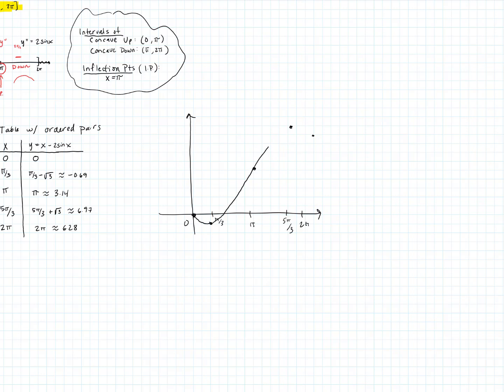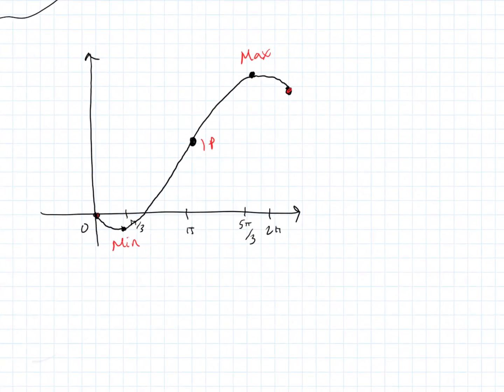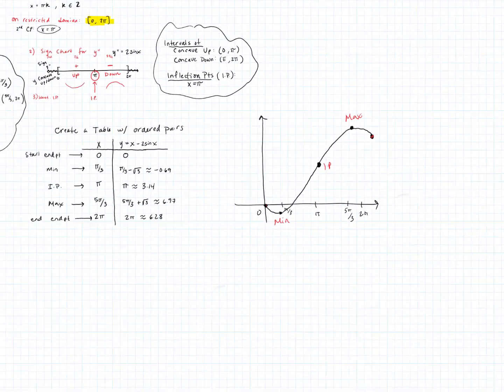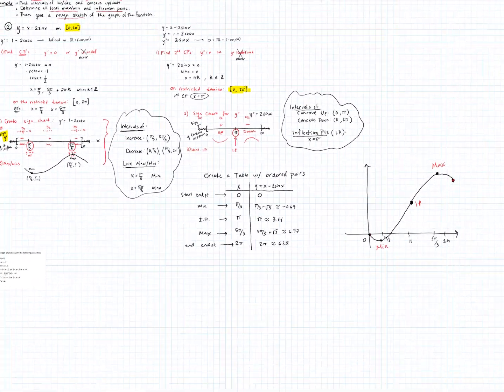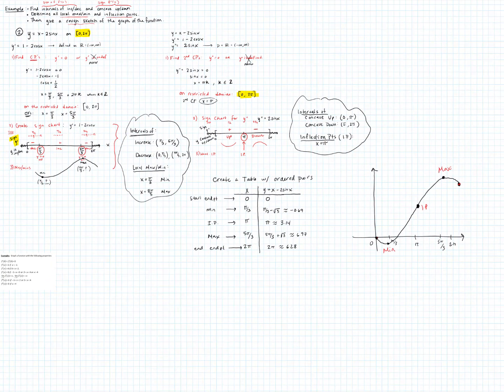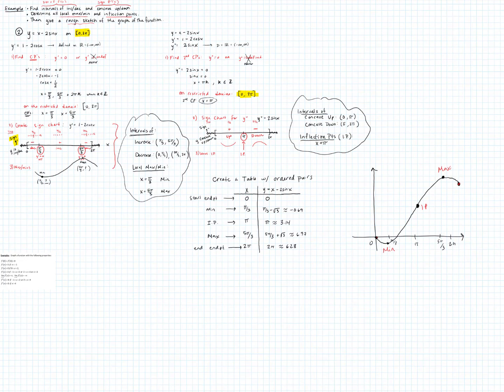Concave up, increasing till 5 pi over 3, concave down, and we've identified a pretty good sketch where we've got our min, inflection point, max, and these were the two endpoints of the interval. And we can get that pretty nice sketch from all that information. We have just done a ton of work to really get into that function and see what all of that is about. So let me move this guy. This is an example we'll do in a separate video.